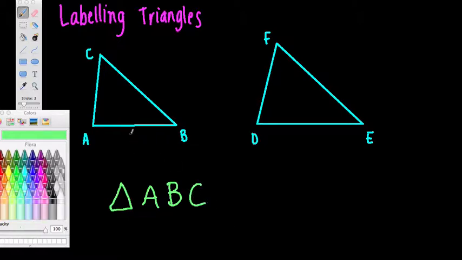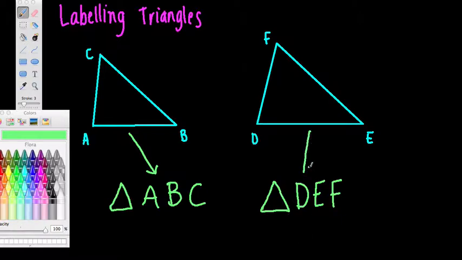triangle ABC is how I would label that one. This one here, triangle symbol, D, E, F. So you need to show all three vertices and you need to put this little triangle symbol as well. So that triangle there, I would label D, E, F. Hopefully this rings a bell from perhaps congruence if you've done that already. I know that was covered in year 8.